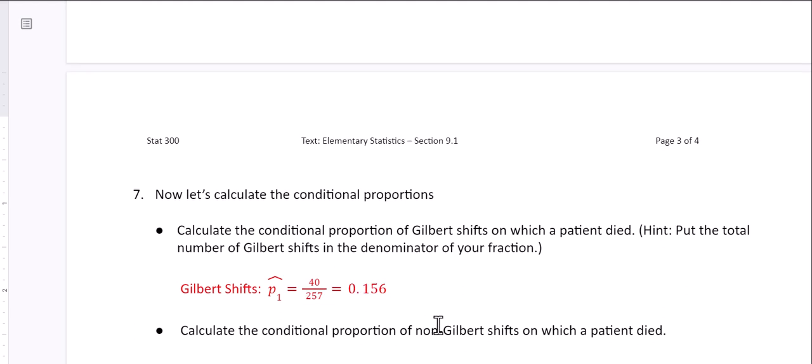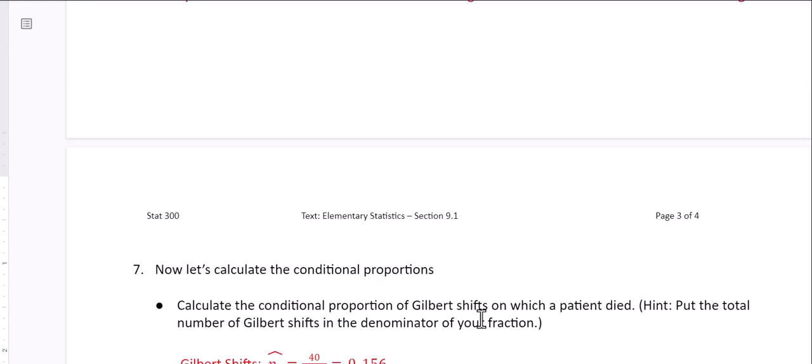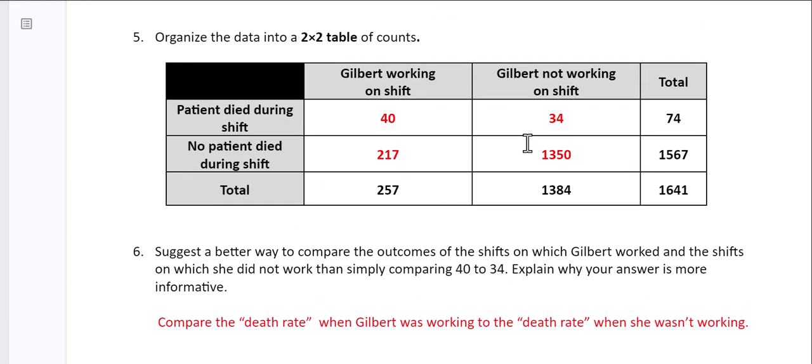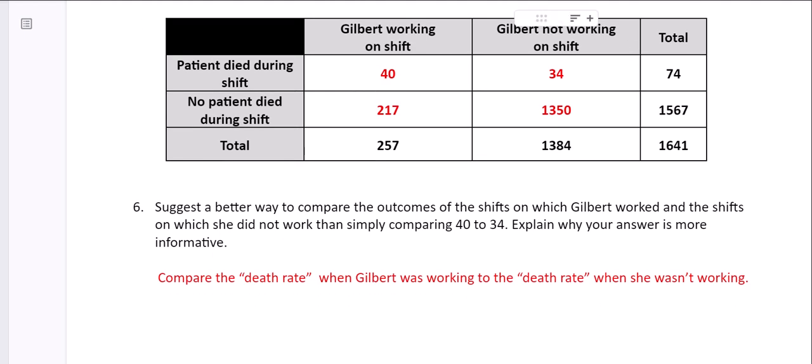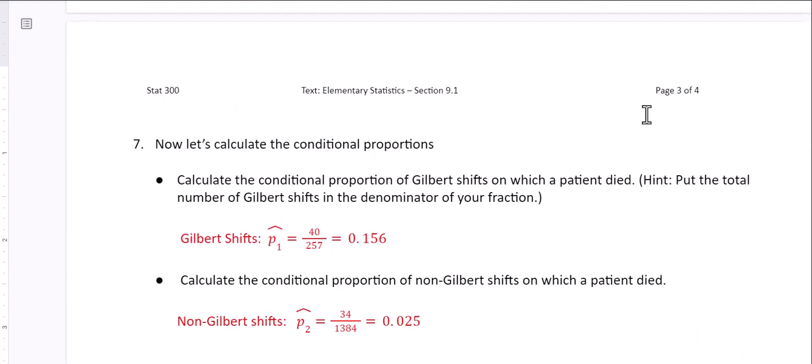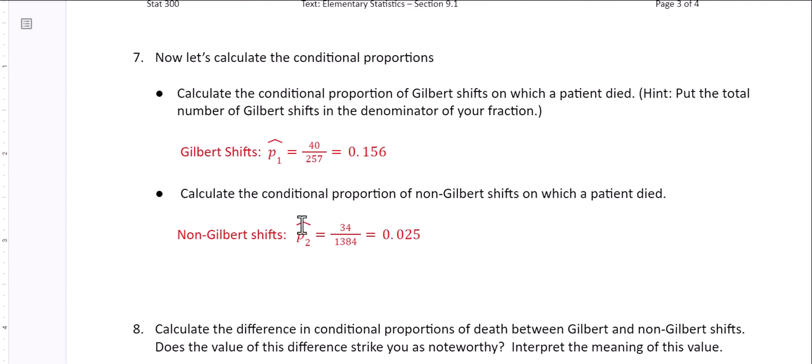Now what about the conditional proportion of non-Gilbert shifts? So that will be when she was not working, 34 people died out of how many? 34 out of 1384. So that will be our P2 proportion. So that gives us our P2 hat, right? Sample proportion, 34 people died out of a total of 1384, the shifts where she was not working, which gives us 0.025.